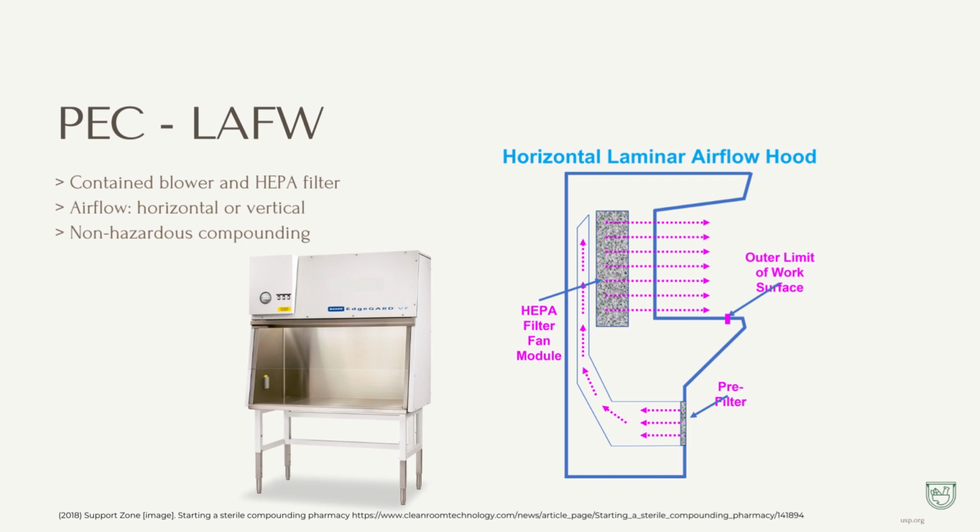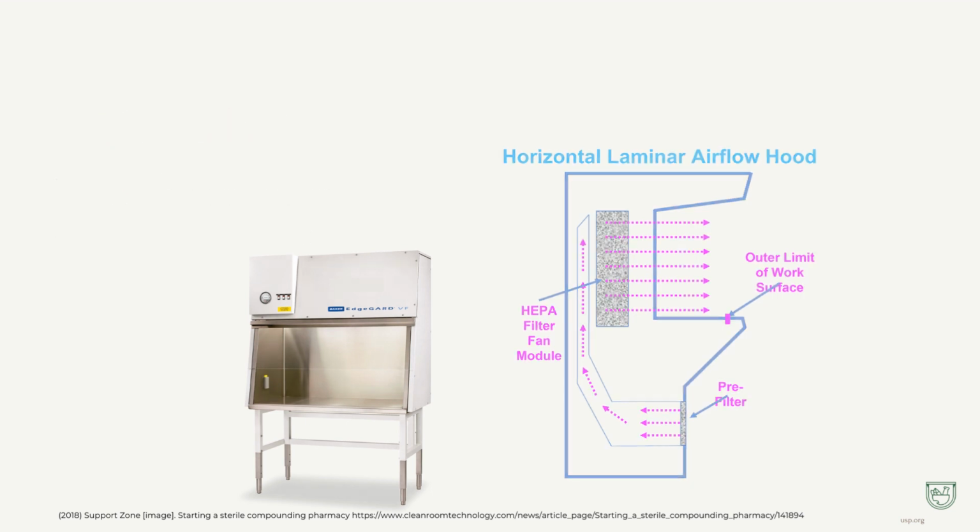Now let's get into some examples of primary engineering control. It's important to note that all contain a HEPA filter; the airflow and type of compounding that can take place within the hood is what differs. So we have here the laminar airflow workbenches. The airflow here can be horizontal or vertical, and because of the variability in airflow direction, hazardous drugs cannot be compounded here.